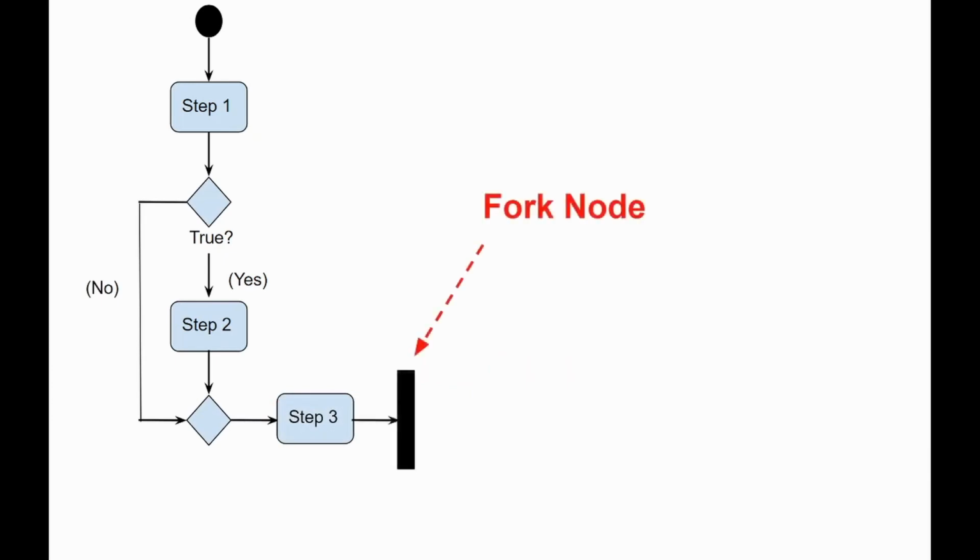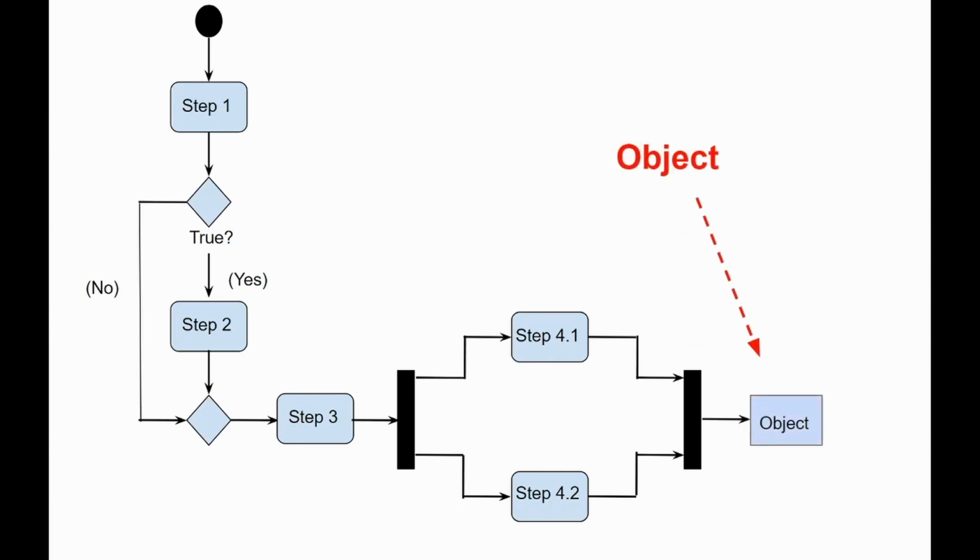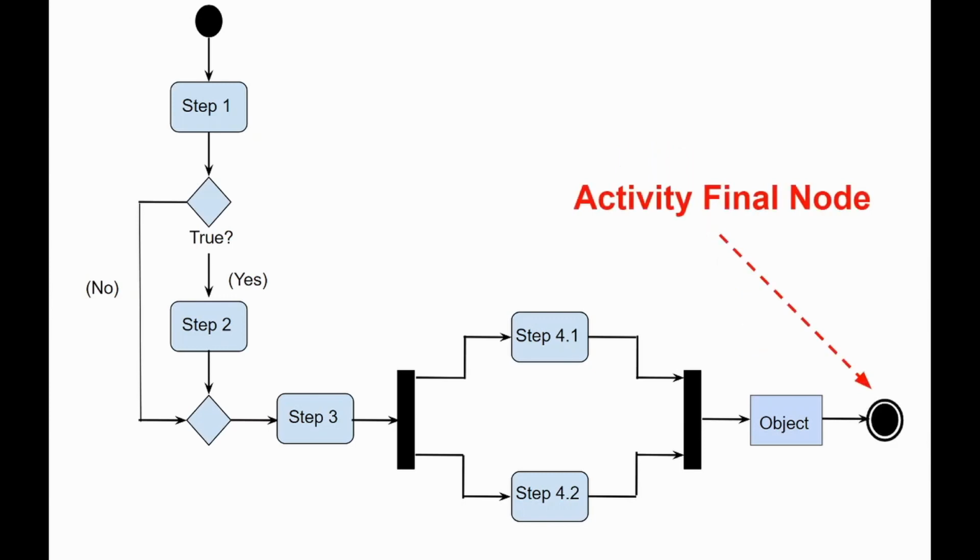Fork node. Splits behavior into a set of parallel or concurrent flows of activities. Join node. It combines several parallel flows, usually separated by a fork node. Object. It represents an object in a thread that is being acted upon. This is an optional element of the diagram, but in some cases it is necessary to show the object initiating the execution of activities or being created as a result of some early initiation. Activity final node. It terminates all flows in an activity.